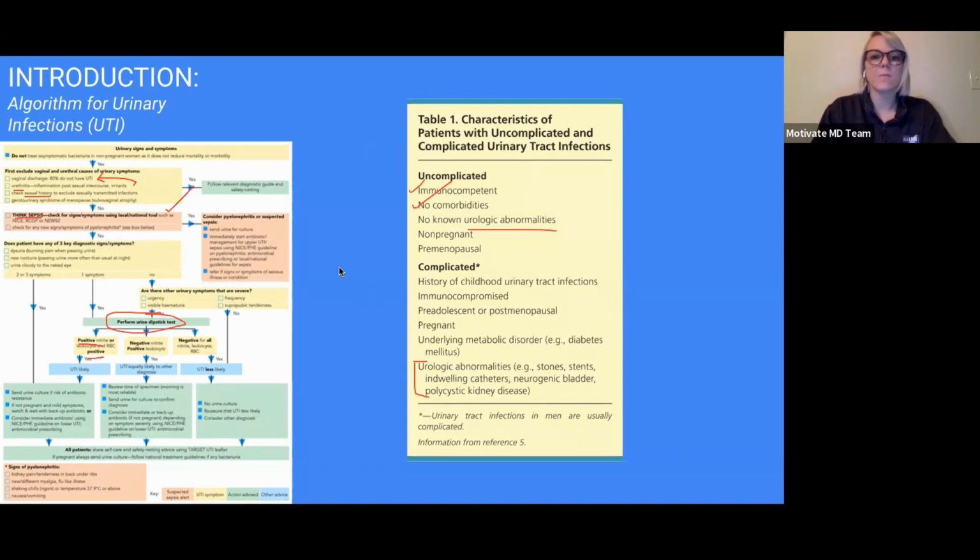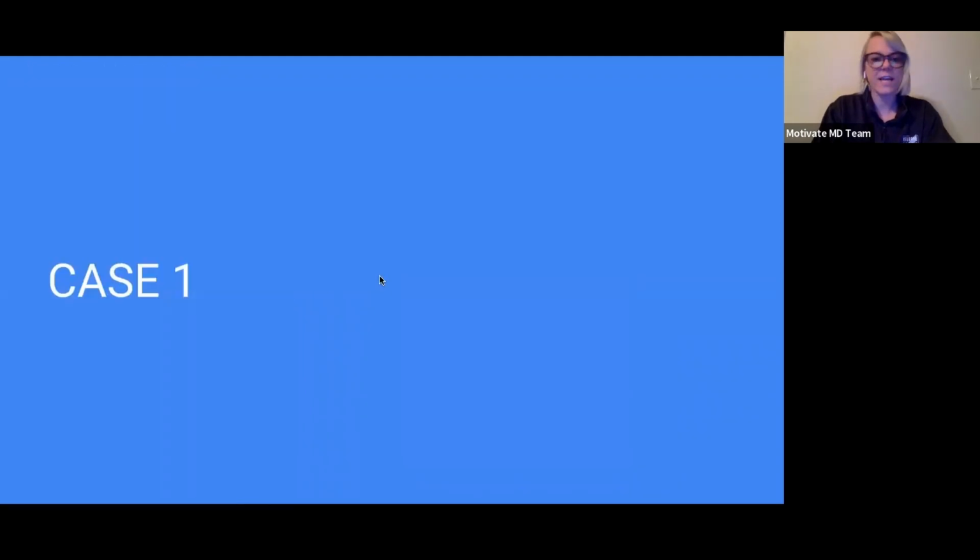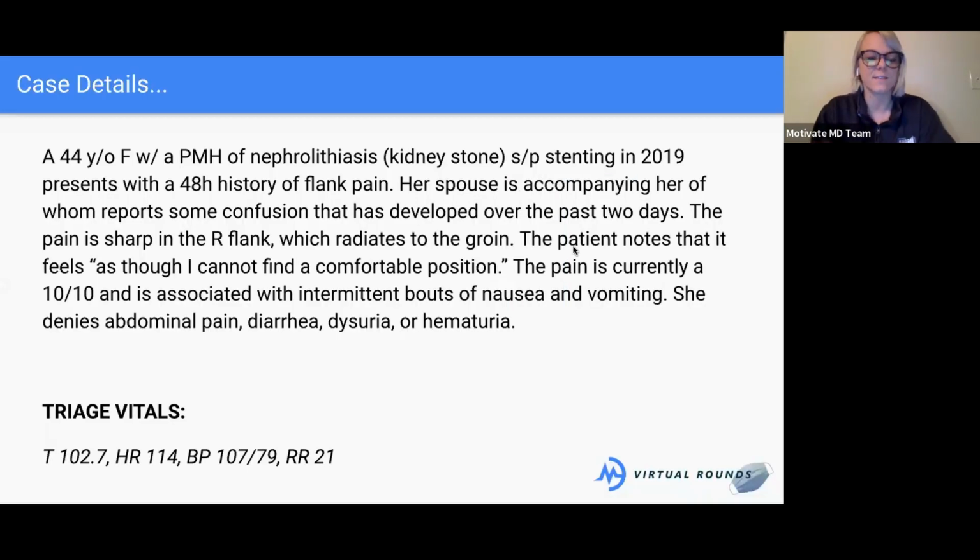So we'll keep going here, because this is a repeat of the last slide. Let me clear all this. All right, and we're to the case now. So I would love it if somebody would read the case.